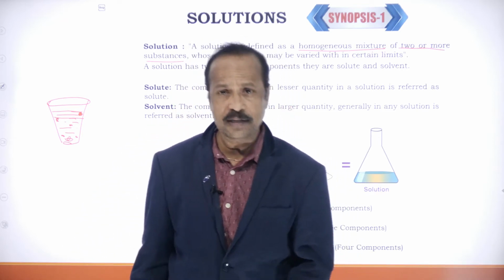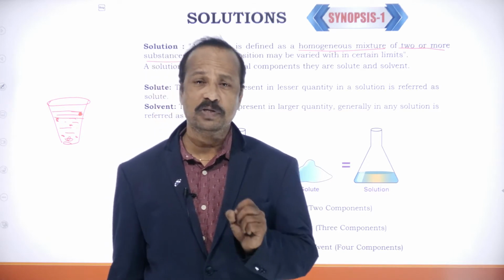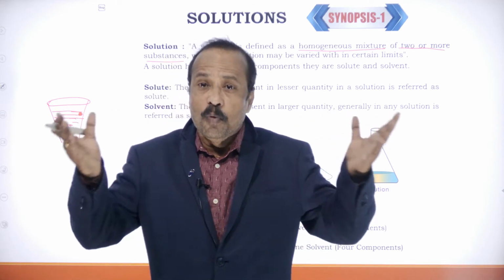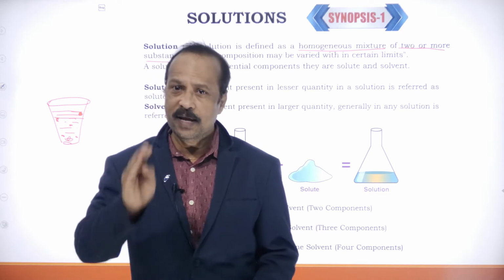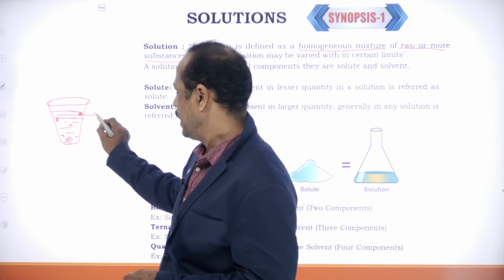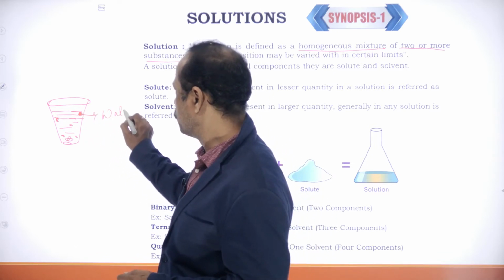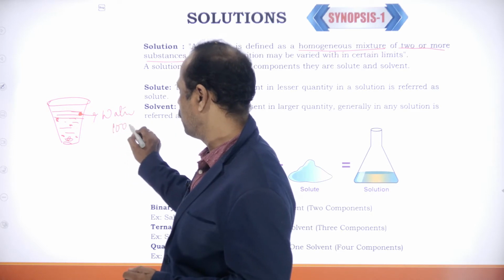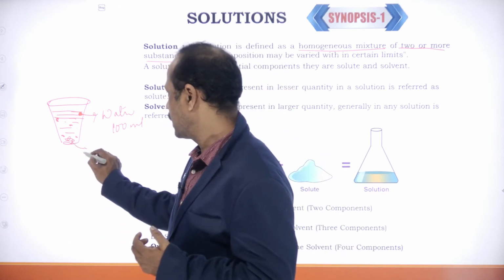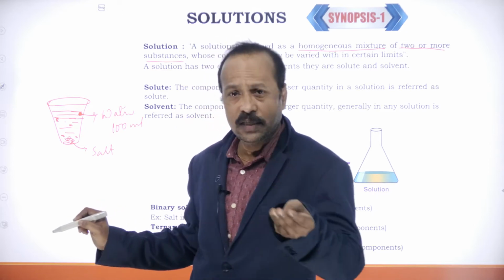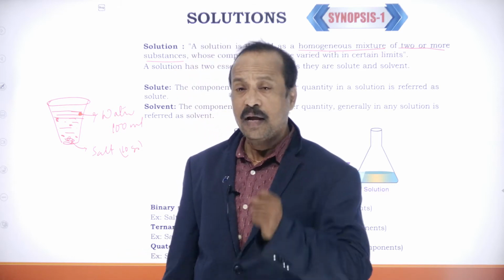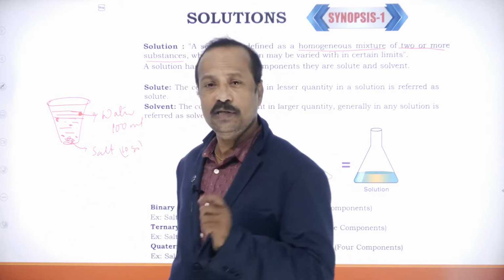So generally, most of the solutions which contain two components, in that one component will be more in quantity and the other component will be less in quantity. So here in this solution, water is more in quantity. For example, I am taking 100 ml of water. Now I am adding salt also, I said 5 grams or 10 grams, you can take a maximum of 10 grams. Now in this, is the quantity of water and salt the same?